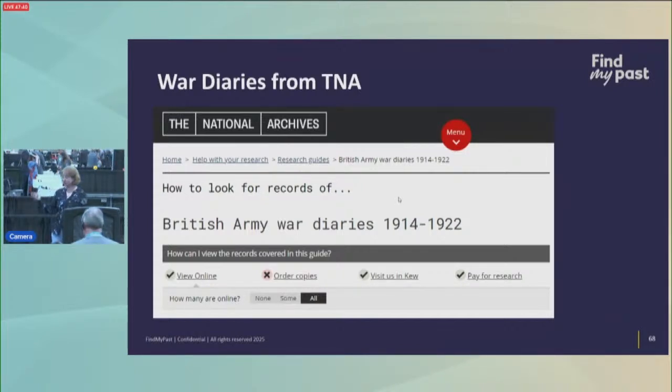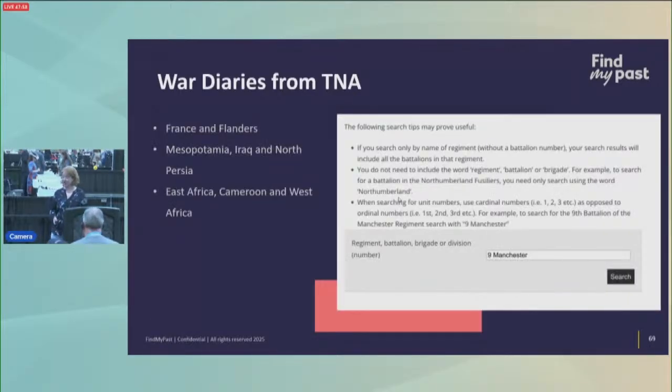You can also use the research guides that are available on their website and that we talked about at the beginning of the session. Some of these war diaries are on other sites, but they are free, and you can just download them from the TNA, and you have them on your hard drive forever. So the war diaries from TNA include France and Flanders, Mesopotamia, Iraq and North Persia, East Africa and West Africa, and they give you suggestions on how to find the particular war diary that you're looking for.